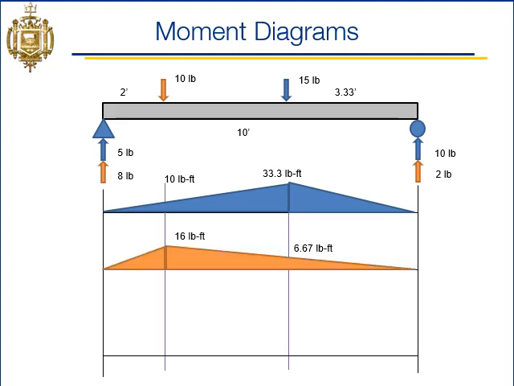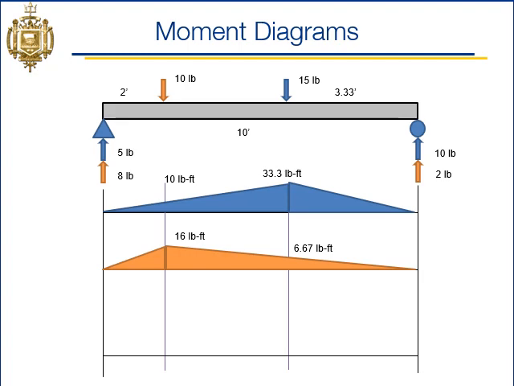All right, so now we've got our orange moment diagram that we've also just found by calculating the area under the curve of our shear diagram from the previous slide. So our maximum moment from the orange is 16 pound-feet, and that's located at the location of our 10-pound load. As you can see, I've also noted that there is 6.67 pound-feet of moment at the location of our blue 15-pound force. So the reason I put those on there is now we can use superposition to add these two together.